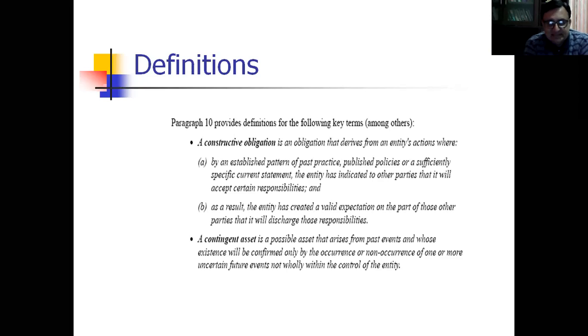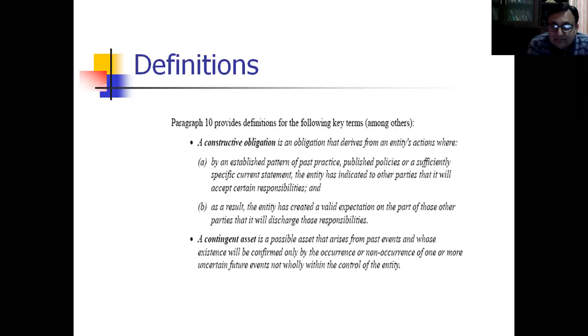Similarly, as a result, the entity has created a valid expectation on the part of those other parties that it will discharge certain responsibilities. If due to your actions, it has been established that you will have to pay something to others and other parties have relied on it, then it is a constructive obligation on your part.